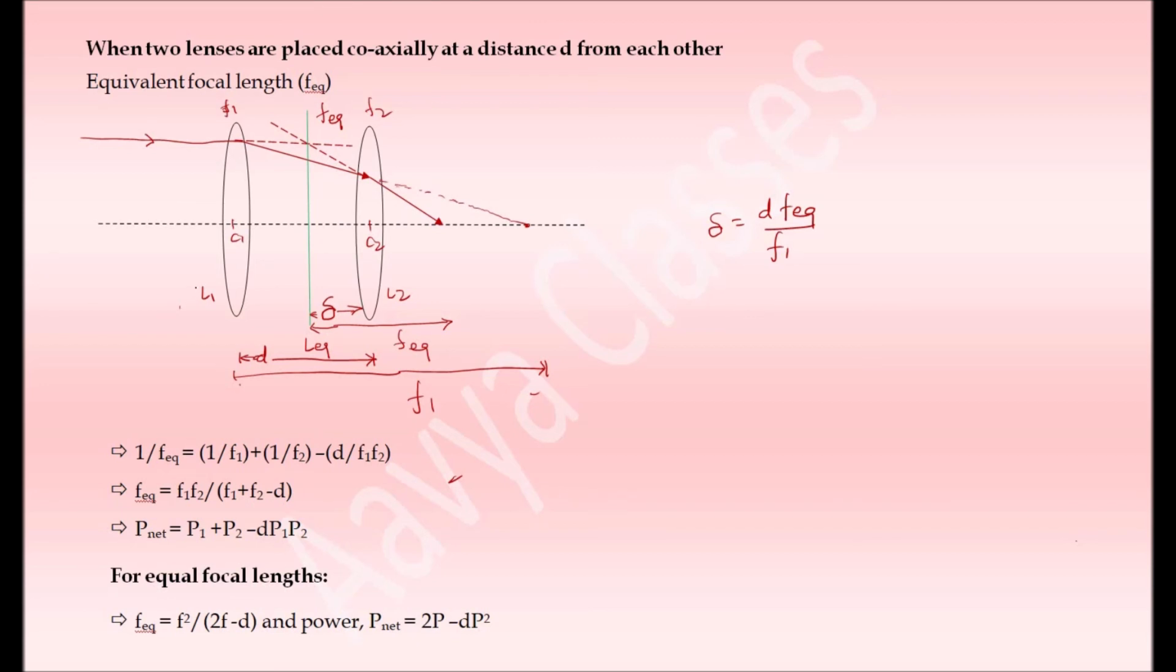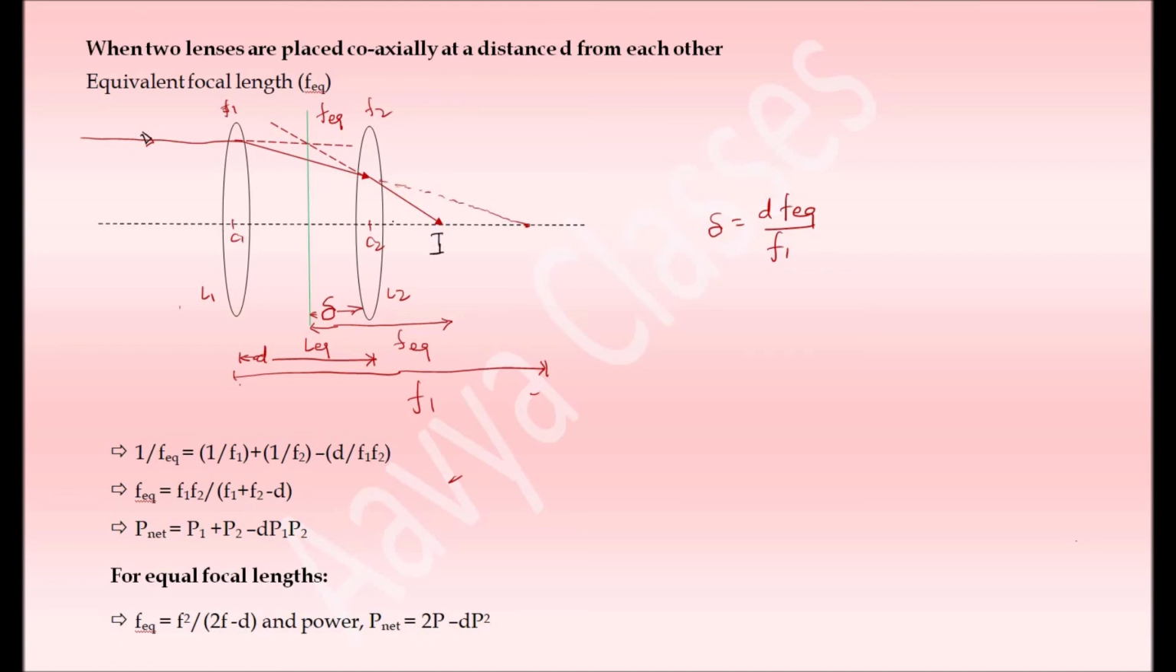Lens L1 has a focal length equal to f1 and its optical center is c1, while the lens L2 has a focal length f2 and optical center c2. Now, this combination of lenses is placed coaxially at a distance d from each other. Now, a parallel beam of light comes, and this parallel beam of light will focus at a point I.